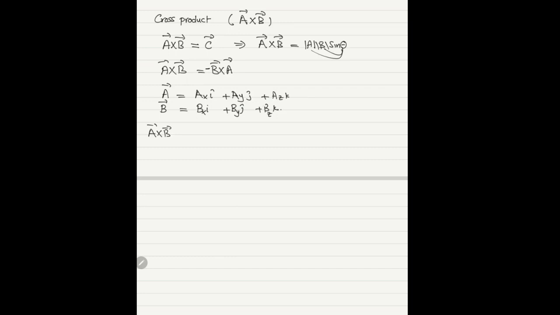Before distributing this, let's just find I cross I. Based on this rule, it's equal to the magnitude of I, which is 1, times the magnitude of I, which is 1, times sine theta, where theta is the angle between I and I, which is 0. Sine 0 is 0, so I cross I is equal to 0. J cross J is equal to, again, 0. And K cross K is equal to 0.